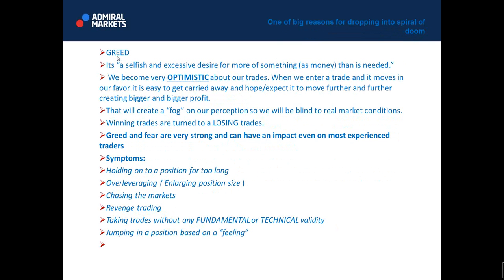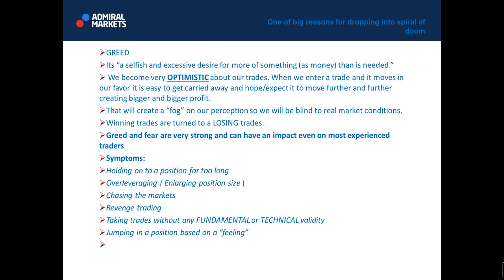Okay, greed is also one of the big reasons for dropping into the spiral of doom. Greed is a selfish and excessive desire for more of something, for example money, than is needed. So if we become very optimistic about a trade, then we enter a trade and we can easily be carried away and expect it to move further and further without unlocking the profits. That will create a fog on our perception, so we will be blind to real market conditions.